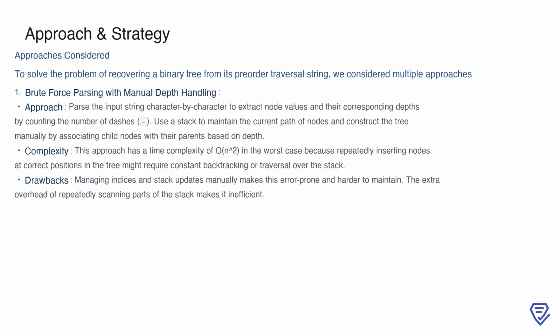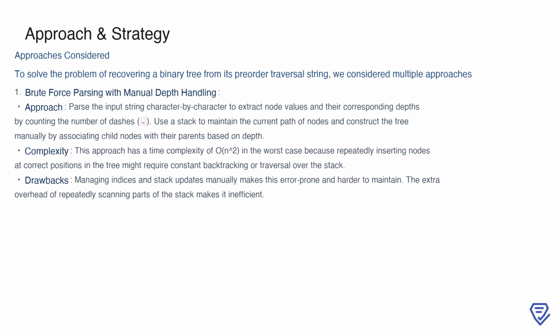To tackle the problem of recovering a binary tree from its preorder traversal string, we explored several approaches. The first was a brute force method that involved manually handling the depth of nodes. In this approach, we parse the input string character by character, extracting node values and determining their depths by counting dashes. A stack was used to maintain the current path of nodes, and we manually associated child nodes with their parents based on their depths.